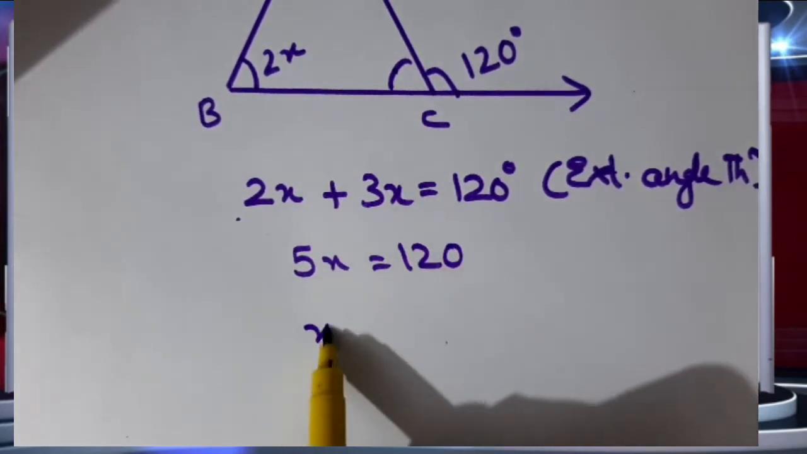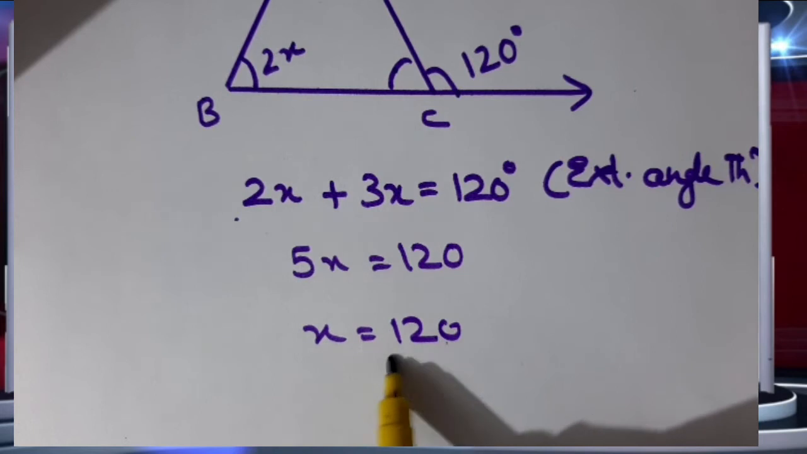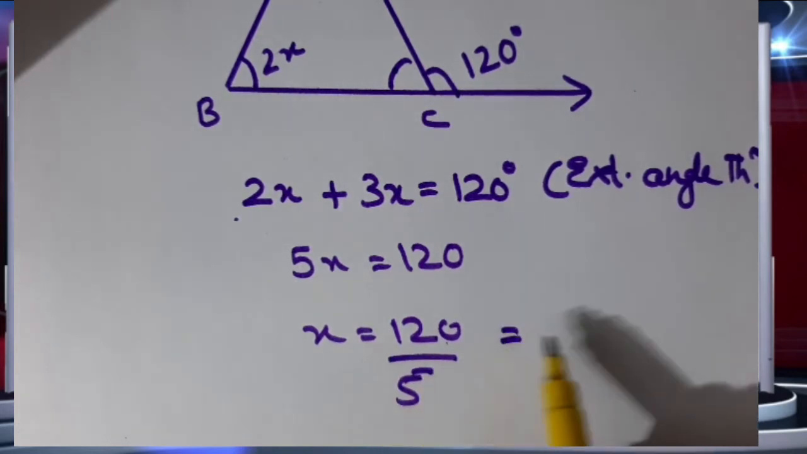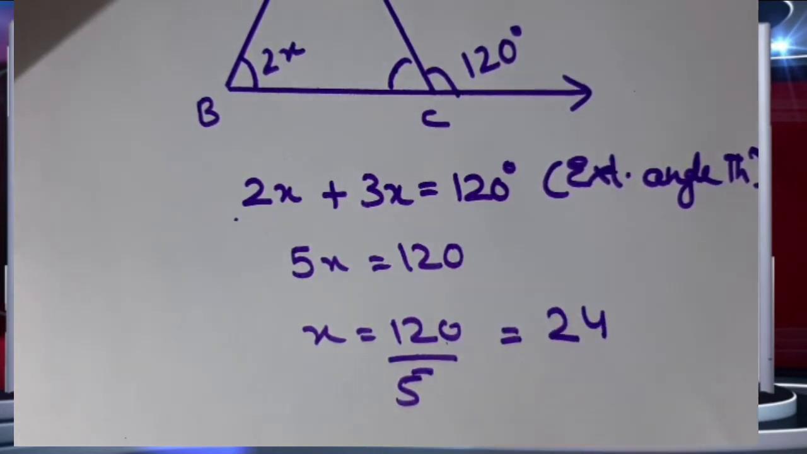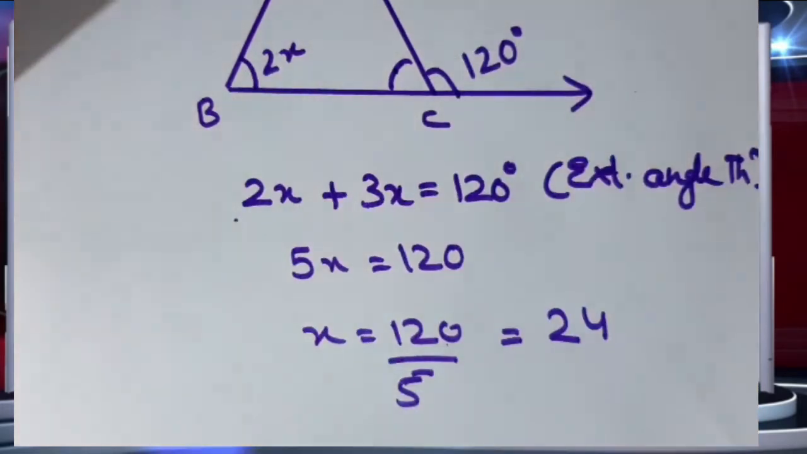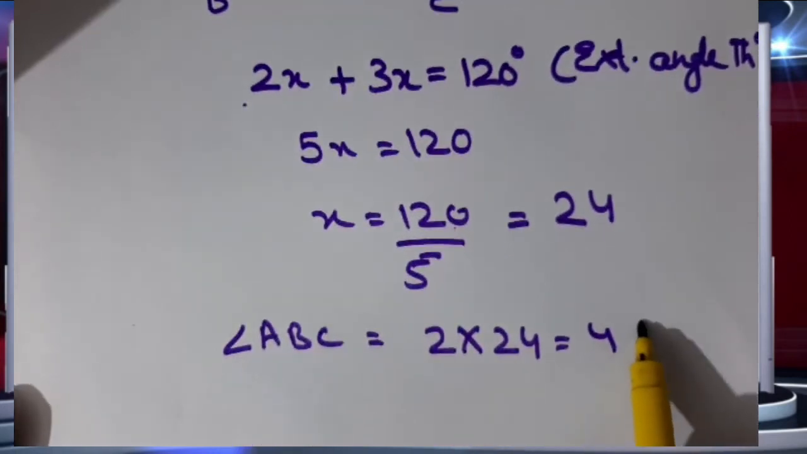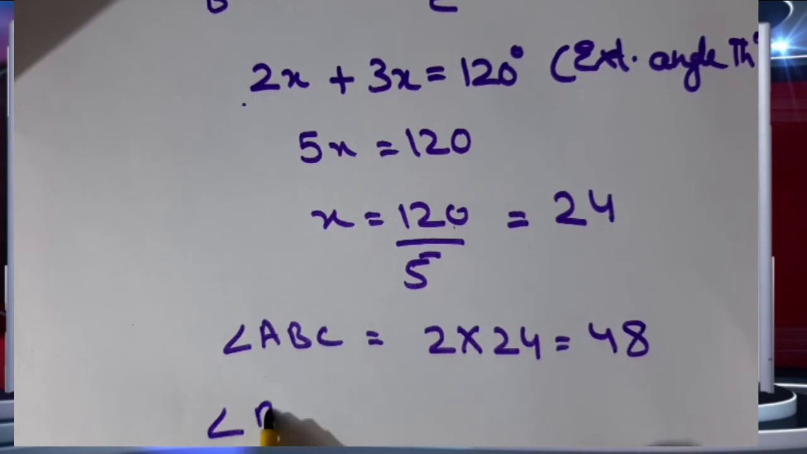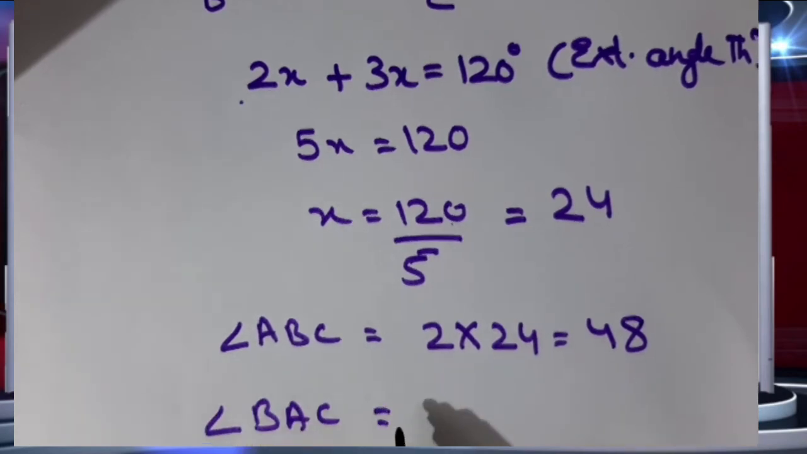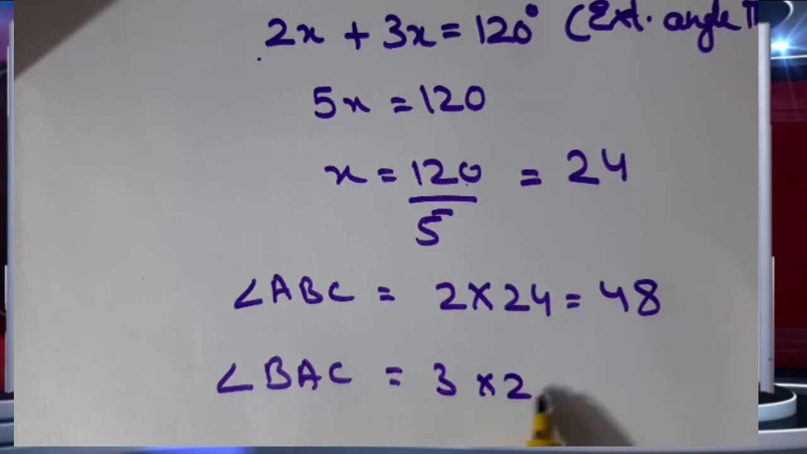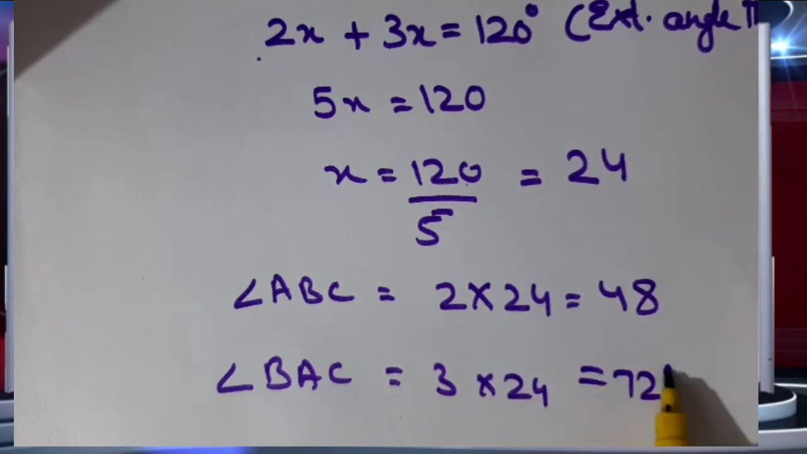Now x is equal to 120 divided by 5, which is 24. So my x has come 24. Now I have to find out these two angles, that is angle ABC is 2 into 24, 2x, which is 48, and angle BAC is 3 into 24, which is 72 degrees.